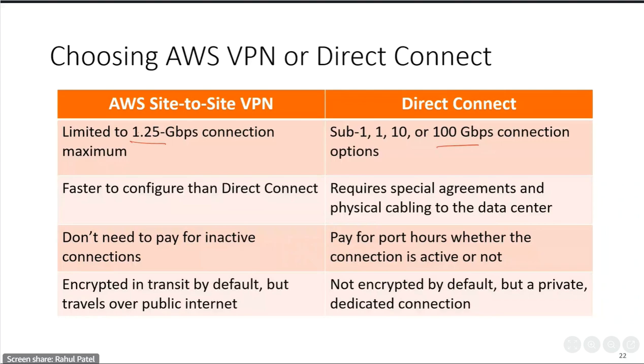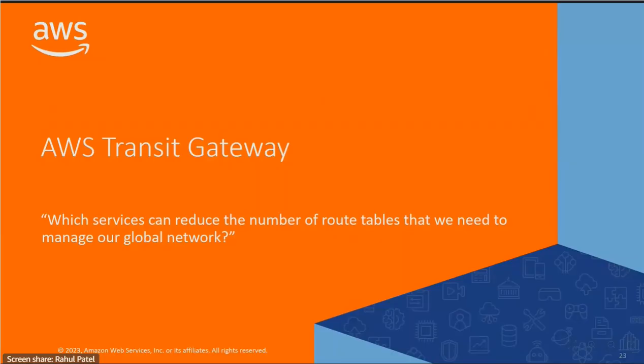And site-to-site VPN is encrypted. The connection is encrypted in transit by default. But again, the connection is going to travel over the public internet. Whereas Direct Connect is not encrypted by default, but it is a private dedicated connection. So considering the different options, you can choose AWS VPN or Direct Connect here.